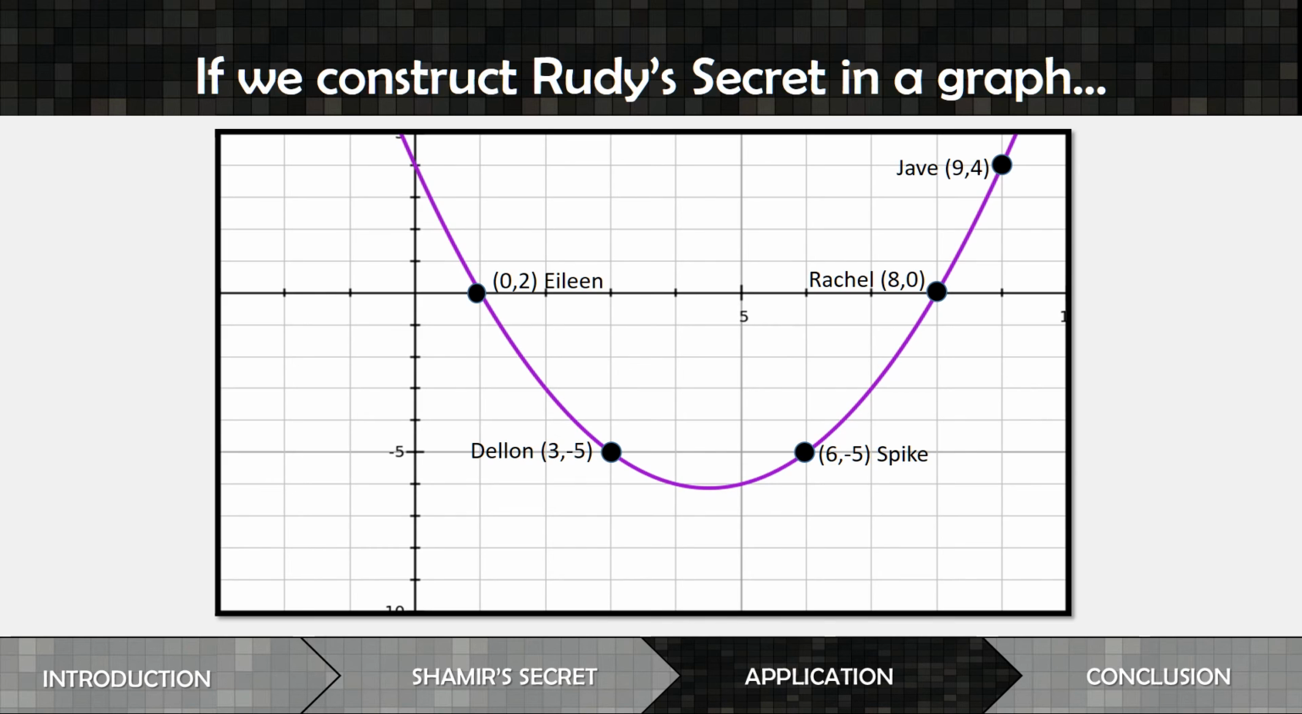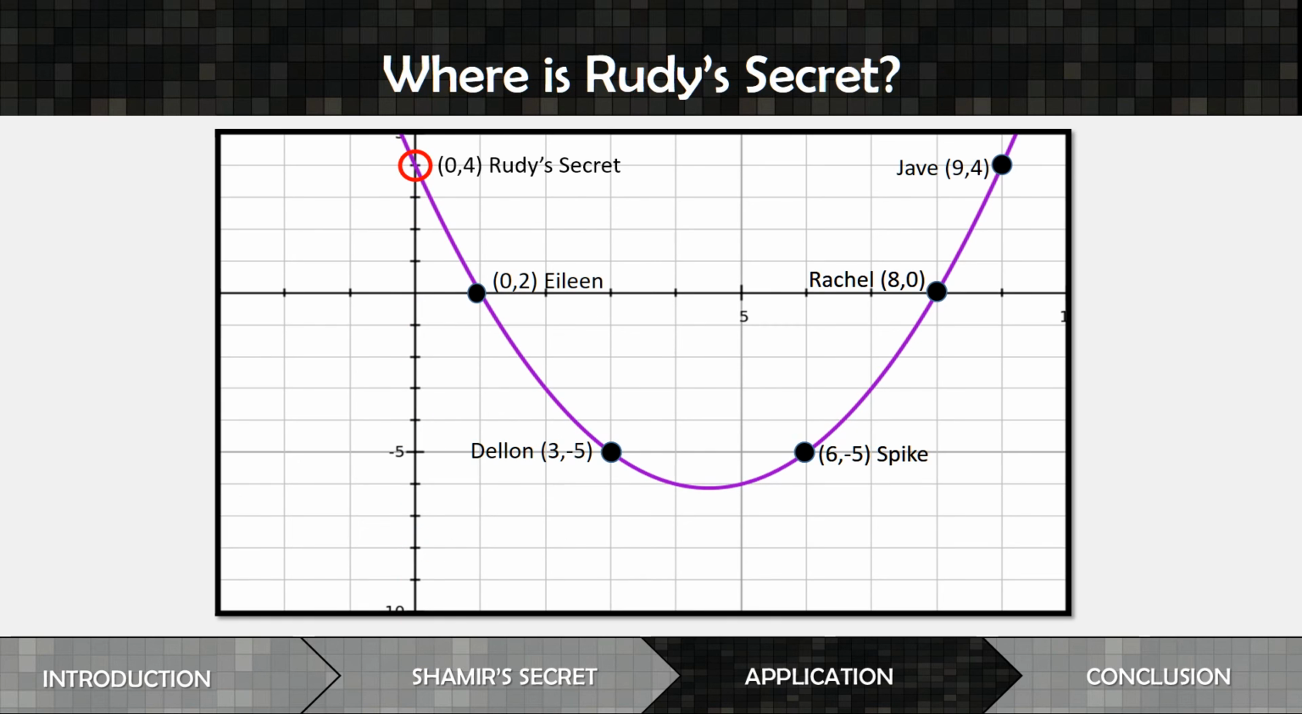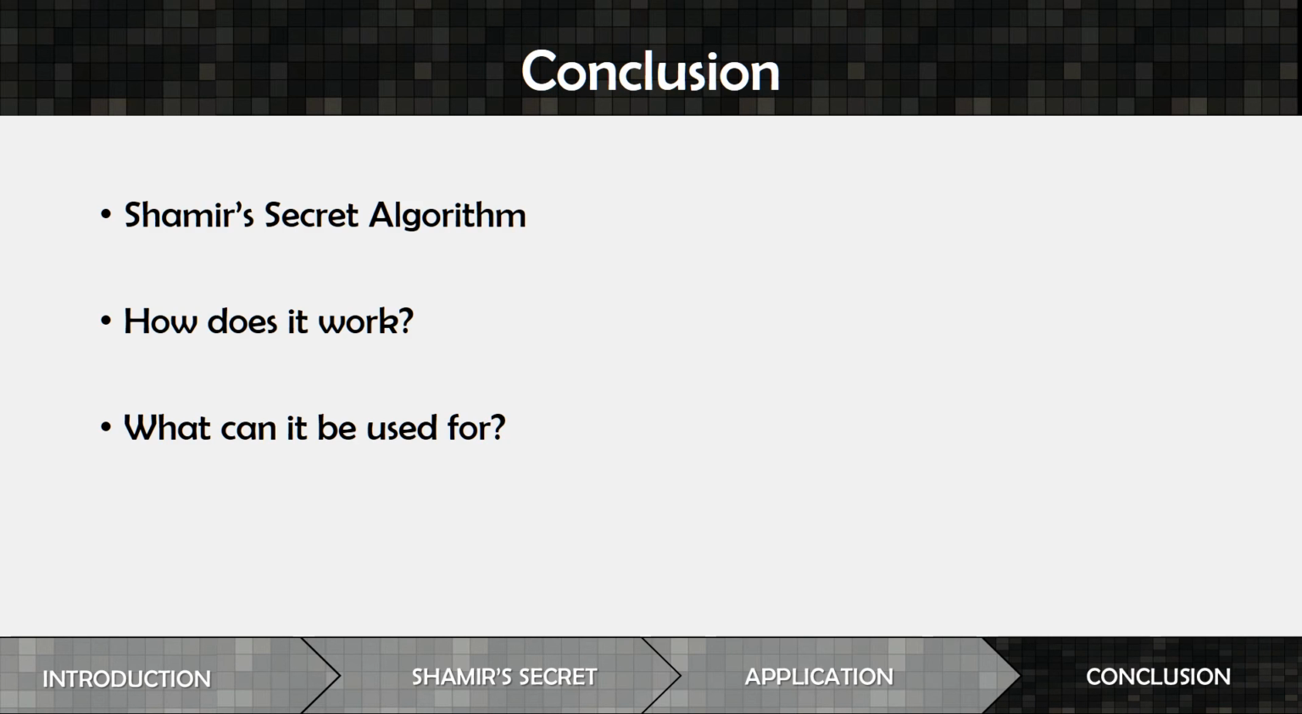After that, he then distributes some random coordinates on the curve to the 5 other people. After that, as long as any 3 coordinates are presented together, the other members will be able to access Rudy's secret value of 4. Some possible combinations are shown, and thus, in this video, we have shown how mathematics can be applied to solve a cryptographic challenge that we face. By applying polynomial functions, we can break a secret into as many components as we need it to be.